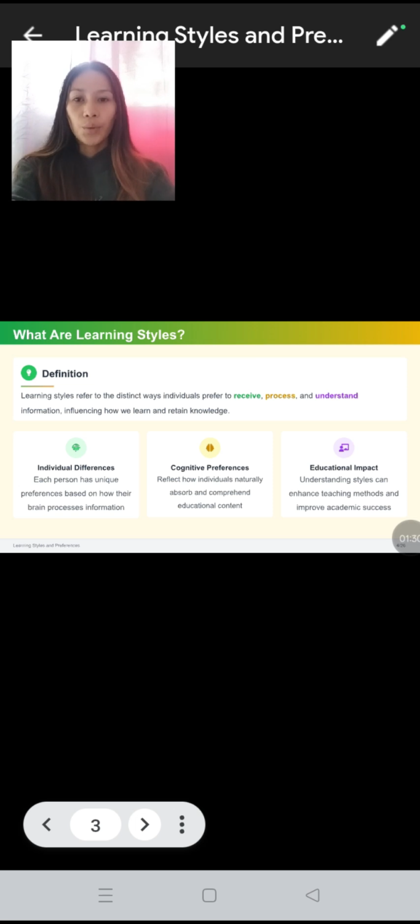So we have 3 aspects of learning style. First is individual differences. Each person has unique preferences based on how their brain processes information. This means that you are unique. Your brain is wired a little differently than your friend's brain. Because of this, you might find math easier if you see a picture, a visual way, while your friend might learn it better by listening to the teacher explain it, an auditory way. These differences are normal.